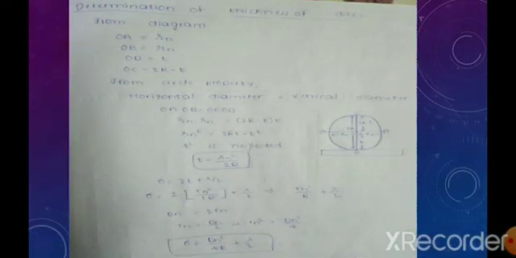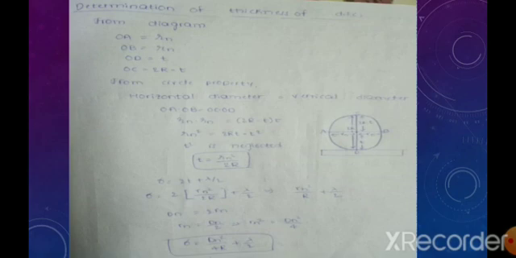Determination of thickness of the air film. From the diagram, OA equals Rn, OB equals Rn, OD equals t, OC equals 2R minus t. From the circle's property, the horizontal chord product equals the vertical chord product: OA into OB equals OC into OD. Rn into Rn equals 2R minus t into t. Rn square equals 2Rt minus t square. t square is neglected. Then t equals Rn square by 2R.